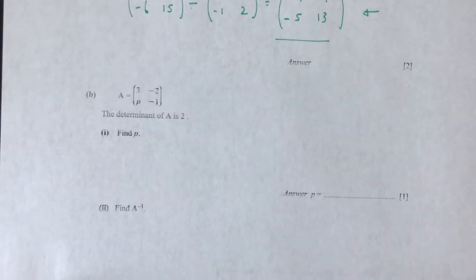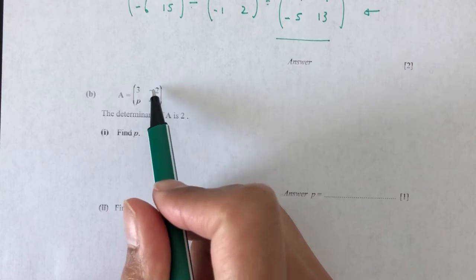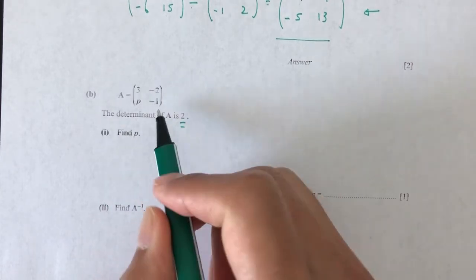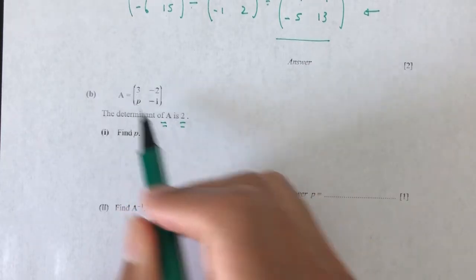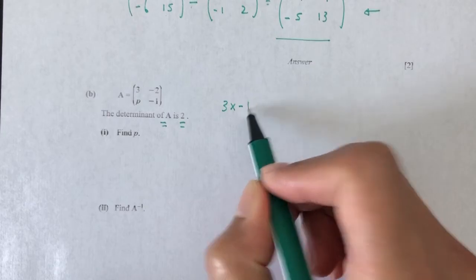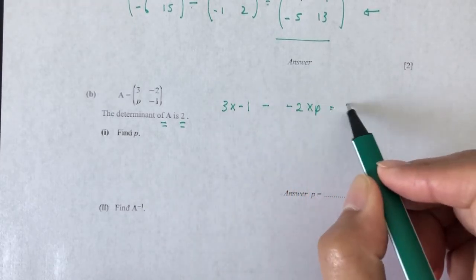Part B, we have A equal to this matrix, 3, p, minus 2, 1. We know the determinant of A is 2. So how do we find the determinant of a matrix? So we have to cross multiply. So 3 times 1 minus minus 2 times p equal to 2. Find the value of p.